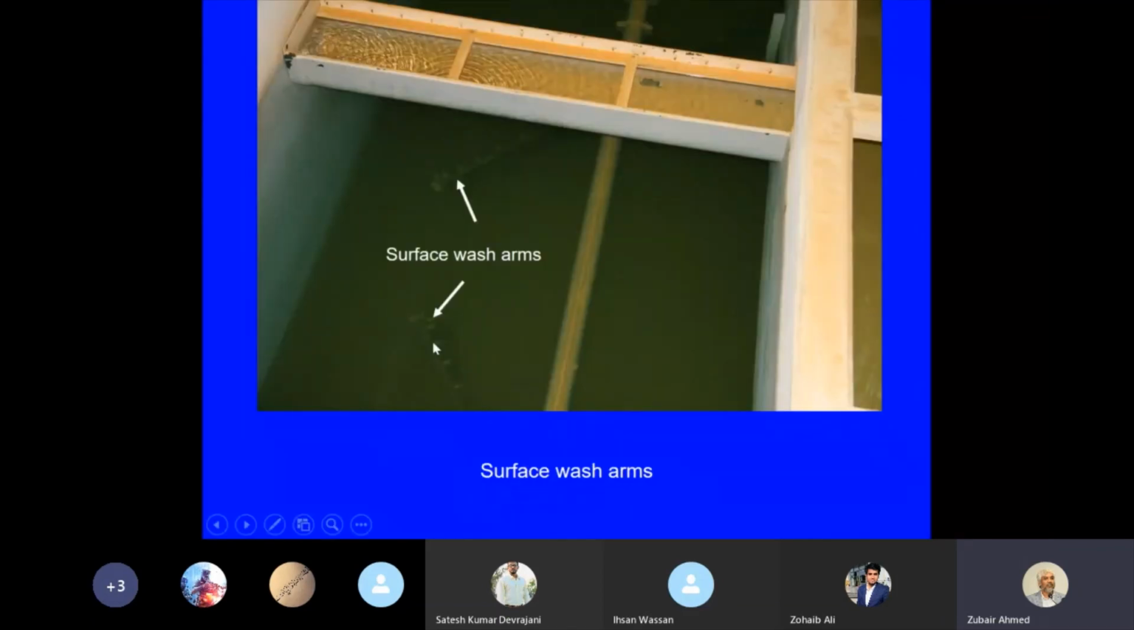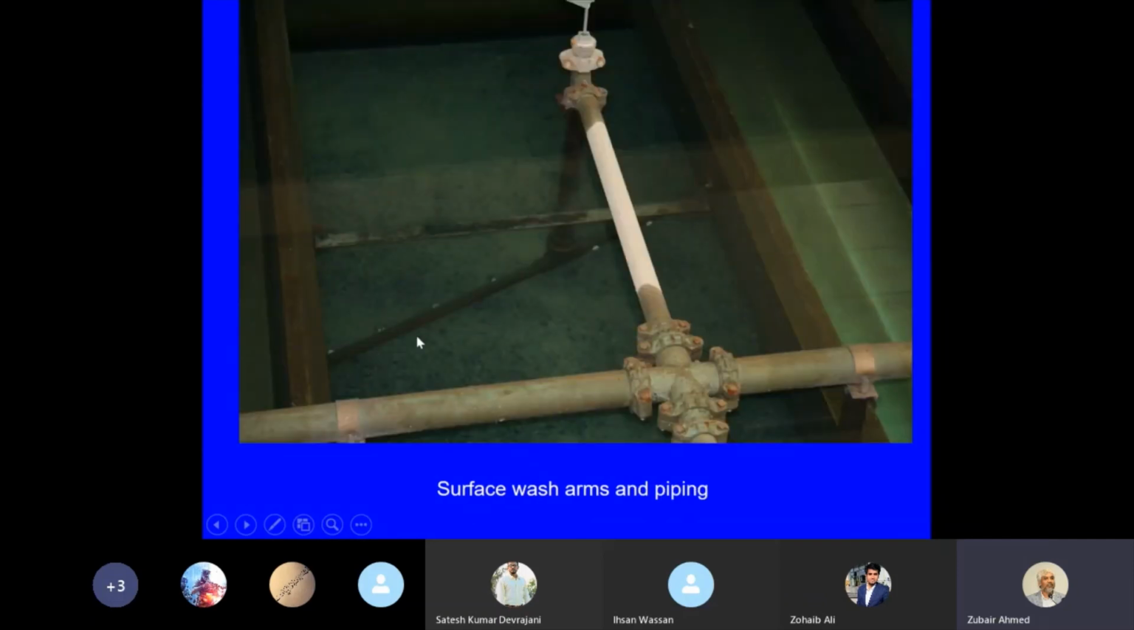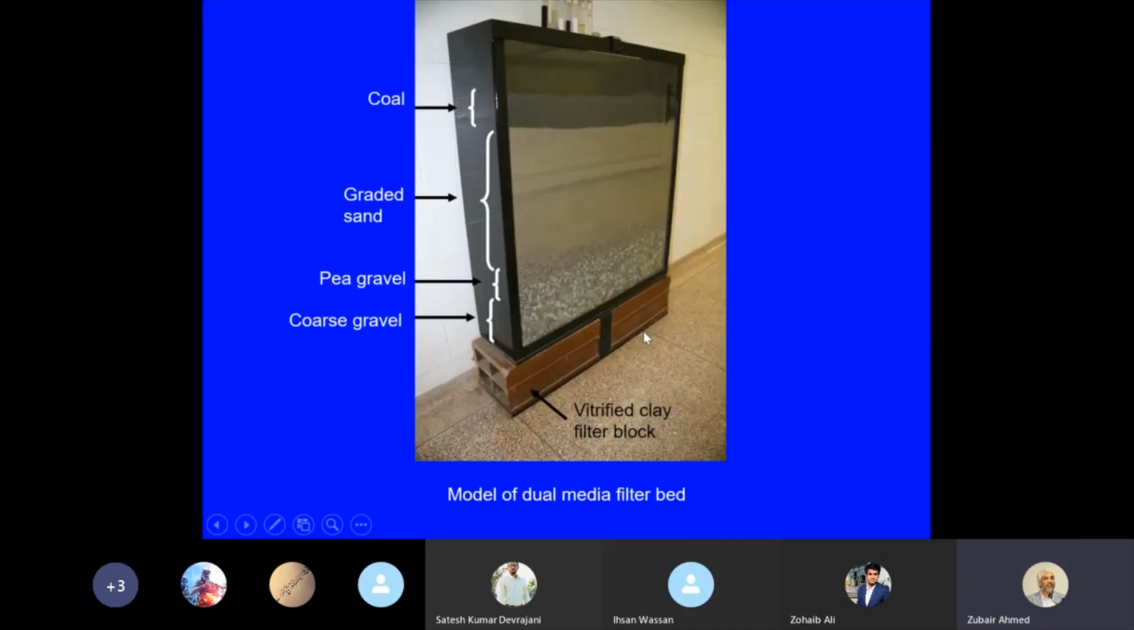And here you can see some wash arm. This pipe is connected with the wash arm to clean the surface of the bed. There are some nozzles here, the surface wash arm connected with these pipes. And you can see here a model of a dual media filter. So coal, graded sand, some gravels and coarse gravels placed on vitrified clay filter blocks. So this is one diagram of a model filter bed.